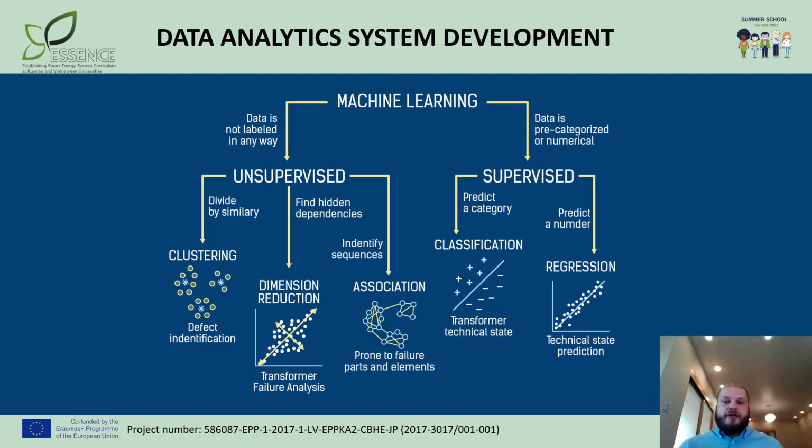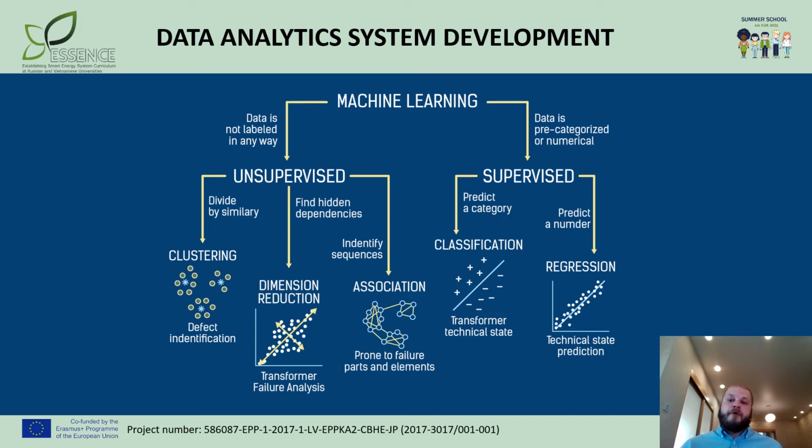Dimension reduction is, for example, transformer failure analysis, when you get the more generalized knowledge and reduce the number of features to perform the diagnostics. Association corresponds to the problem of analysis of the elements which are prone to failure. Actually, it is very important from the point of view of scheduling and planning of service and maintenance.